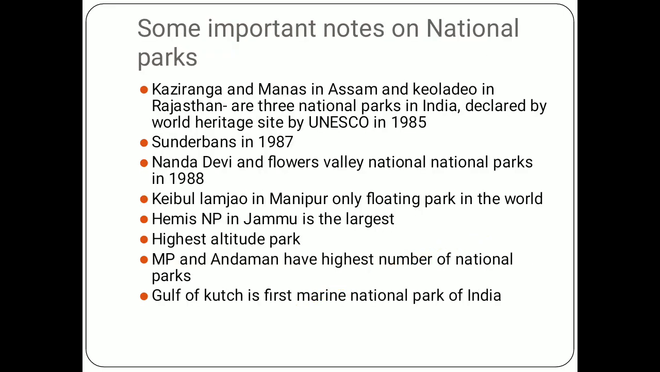Some of the important notes: Nanda Devi Valley of Flowers became a national park in 1988. The highest altitude park is Hemis National Park, which is in Jammu. Gulf of Kutch is the first marine national park.